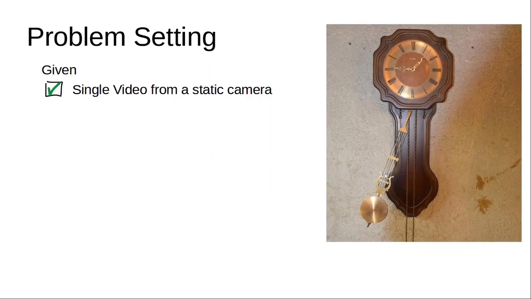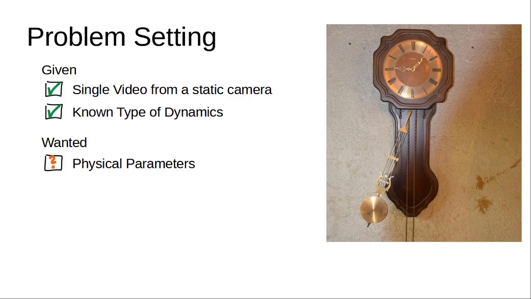As input, we are given a single video taken by a static camera. Our method works on a per-scene basis. We assume that we can describe the physical phenomenon by a parametric model, for instance by an ordinary differential equation. We are interested in estimating the physical parameters of this dynamics model. For the example of the pendulum, these parameters would be the location of the hinging point, the length and the damping coefficient of the pendulum, as well as the initial angle and initial angular velocity.